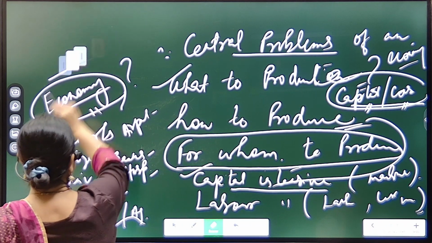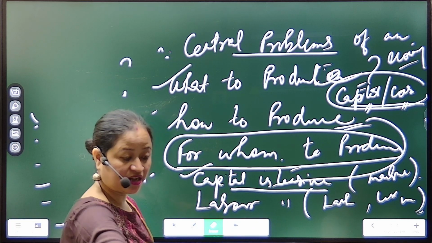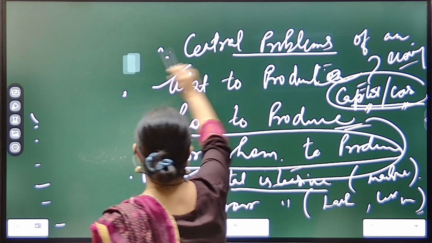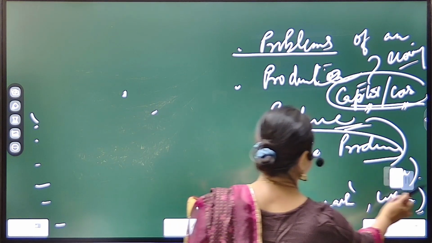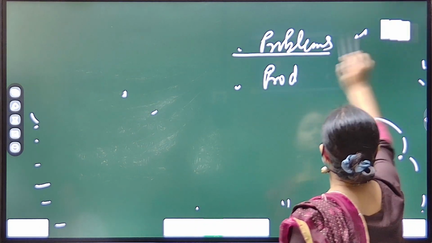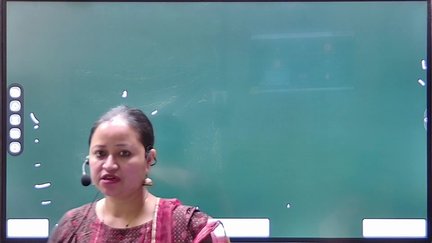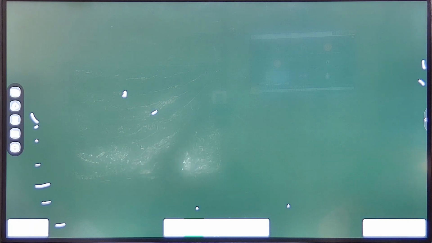So why do the central problems of an economy arise? Now you write down the question here. What are the central problems of an economy, and write down the bold points. First point, you can write about capital and consumer goods. In the second point, you can write about capital intensive and labor intensive. In the third point, you can write about rich and poor. You can write about higher class, middle class, lower class. So that way, rich and poor you can write, and then about the classes of the people. Understood?